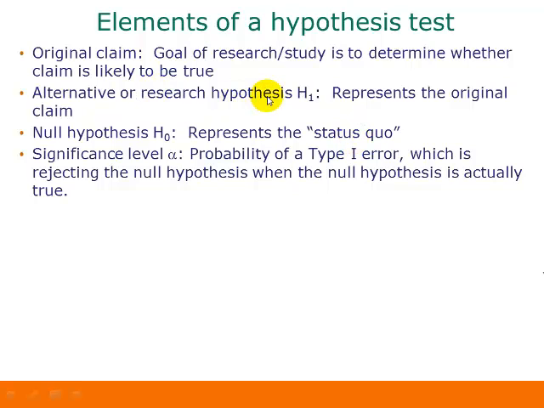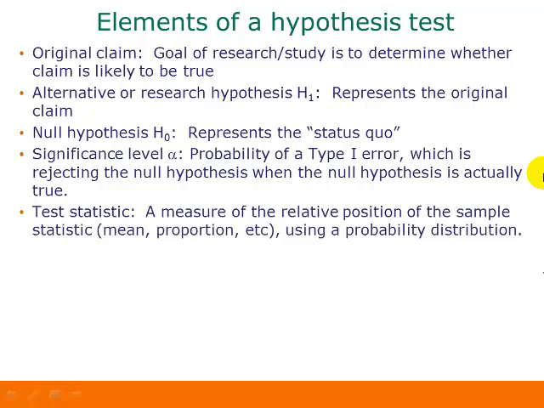Our significance level, which we call alpha, this is the probability of a type 1 error, which would be rejecting the null hypothesis when the null hypothesis is actually the true one. A test statistic is a measure of the relative position of the sample statistic, so a sample mean, a sample proportion, something like that, using a probability distribution.